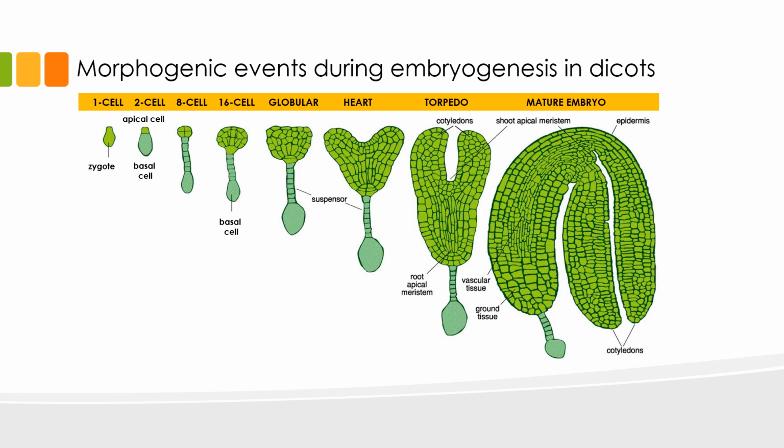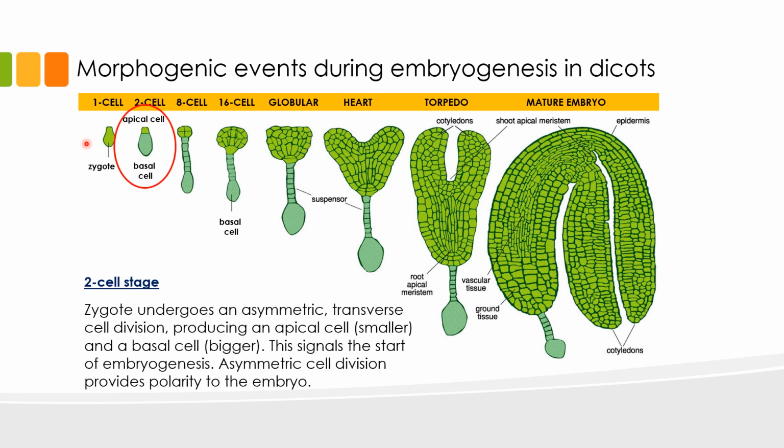Let's now take a closer look at what's happening at the cellular level during these different stages, starting from morphogenesis. In the succeeding slides, the morphogenic events that we will talk about are characteristic of a dicot plant. The zygote, which is the product of the fusion between the egg and the sperm cell, undergoes an asymmetric cell division. This division produces an apical and a basal cell. The apical cell is the smaller cell on top, and the basal cell is the relatively bigger cell at the bottom. These two cell stage signals the start of embryogenesis.